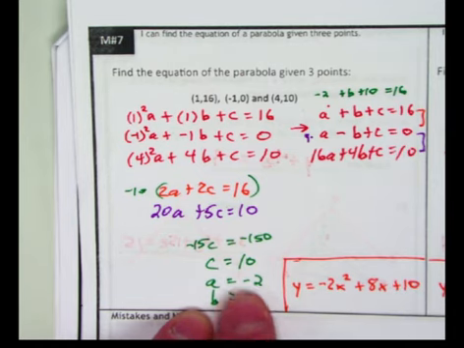So then I can write my equation. My a value, you'll notice, goes in front of my x squared, my b number goes in front of my x, and my c number is at the end.